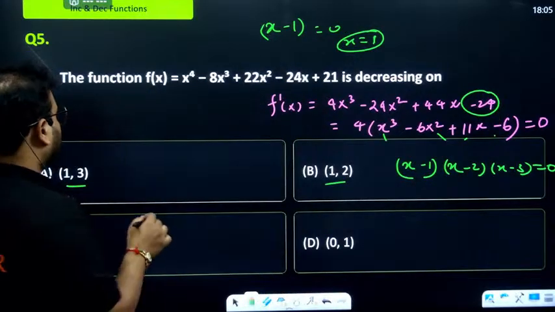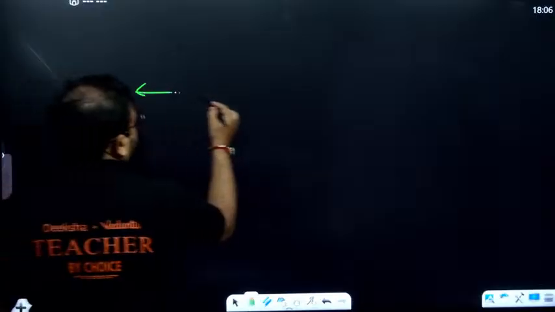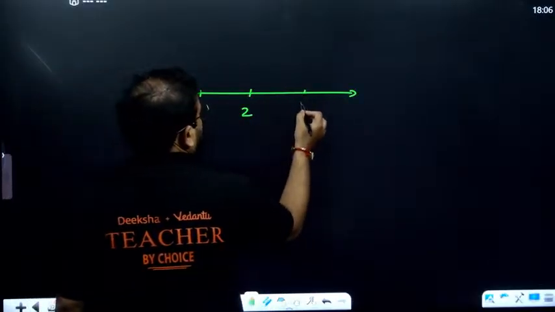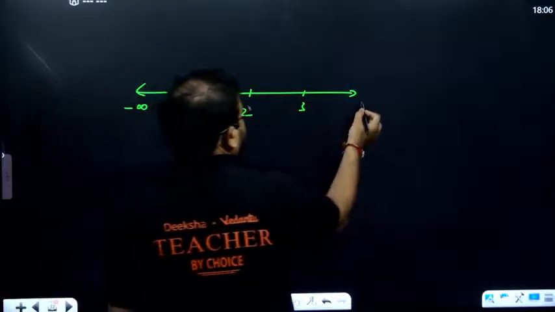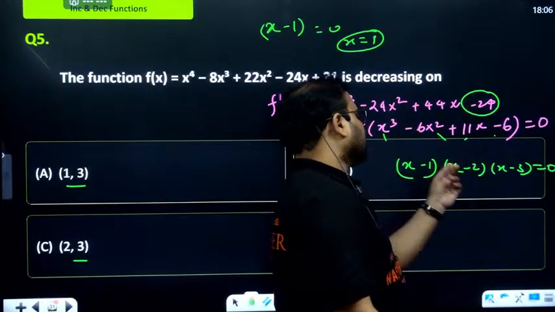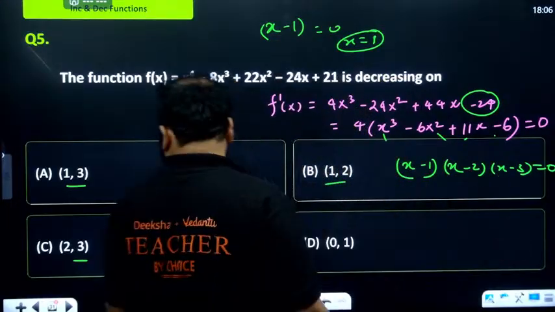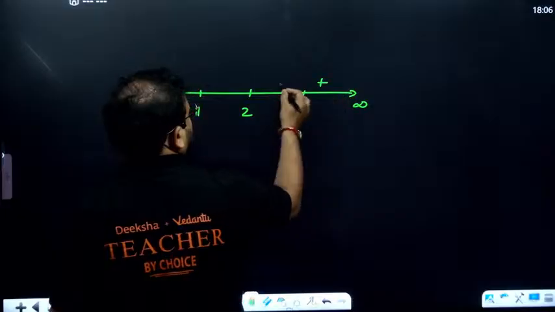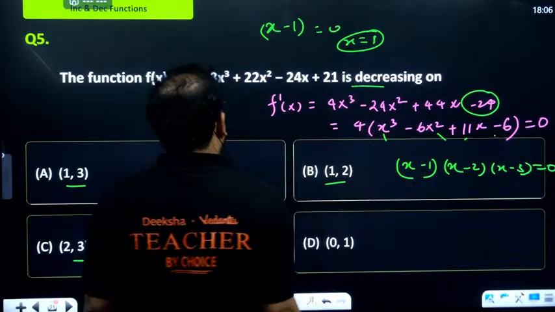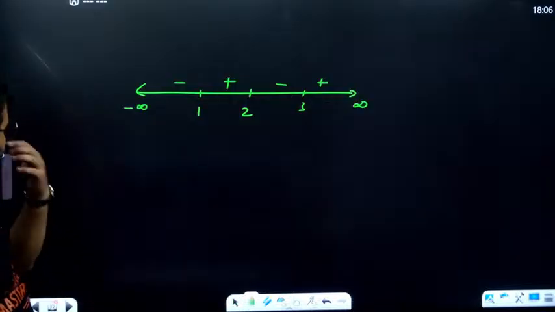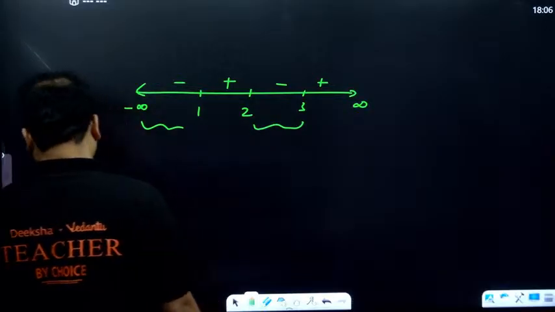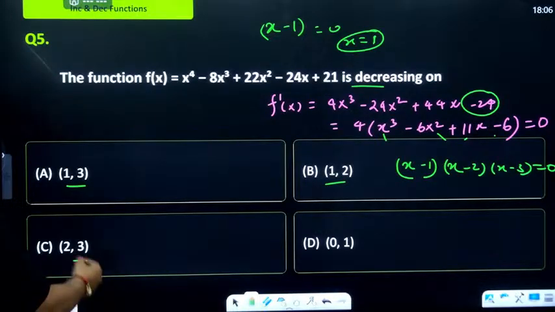Correct? Now draw the number line. What do we have? 1, 2, 3, negative and positive infinity. The coefficient of x you check is positive only, no? If you factorize it will be coming as positive. 1, 1, so positive, positive, positive. The sign will be over here positive, plus, minus, plus, minus. I want to find the answer for decreasing. So either this interval or 2 to 3. That's only one option, which is option C.